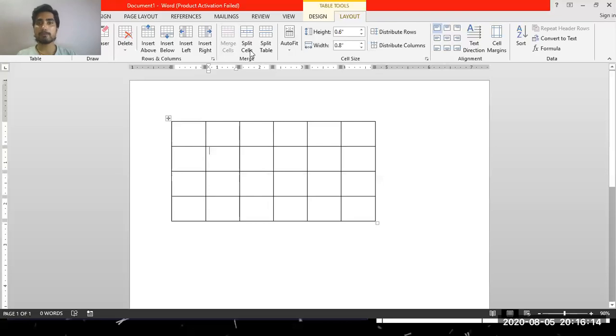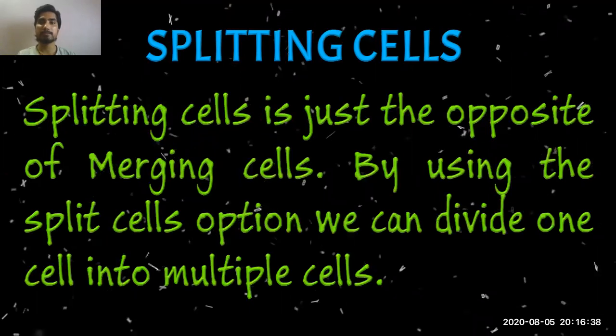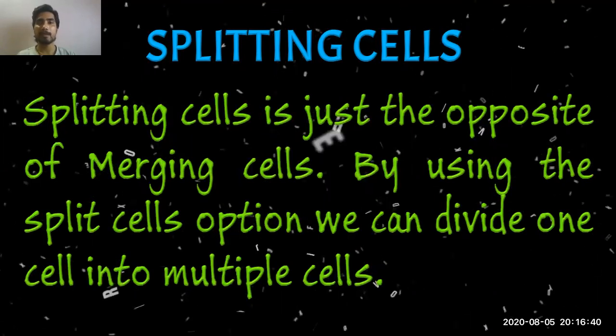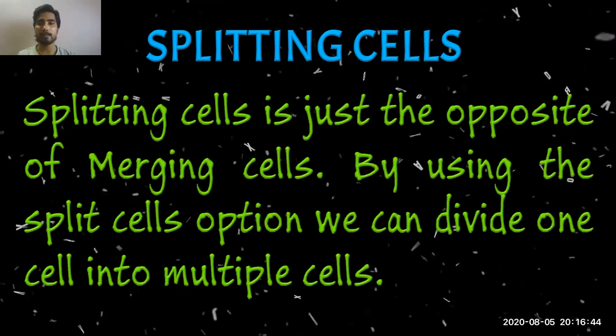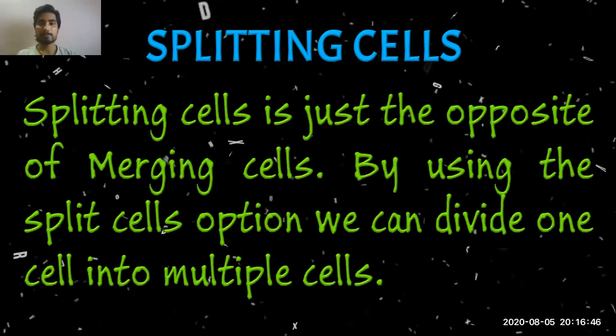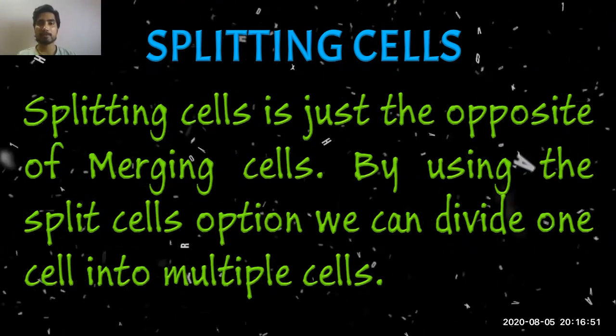So let's move to our next topic of today, that is splitting cells. Now splitting cells is just the opposite of merging cells. In merging cells we were combining the cells together. In splitting cells we divide a single cell into multiple cells. So let's see the steps through which we can achieve splitting cells.